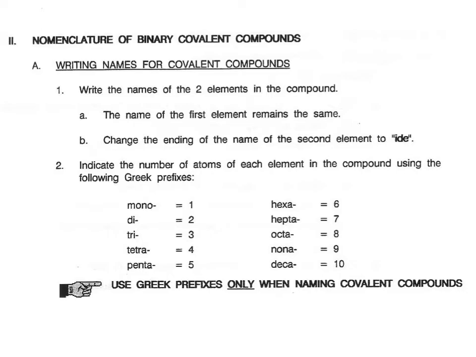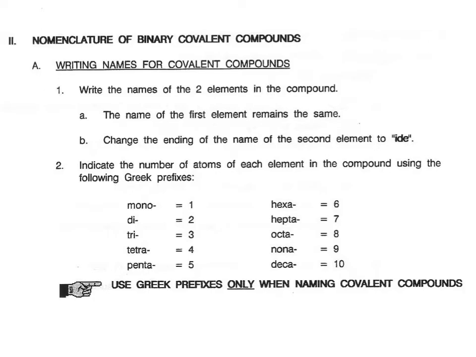The way that we write the names is we start by writing the names of each of the elements in the compound. We start with that as simply. So then, on the first name, we're going to keep that name the same, but on the second one, we're going to change it to an IDE ending. So we'll talk about those as we continue on.